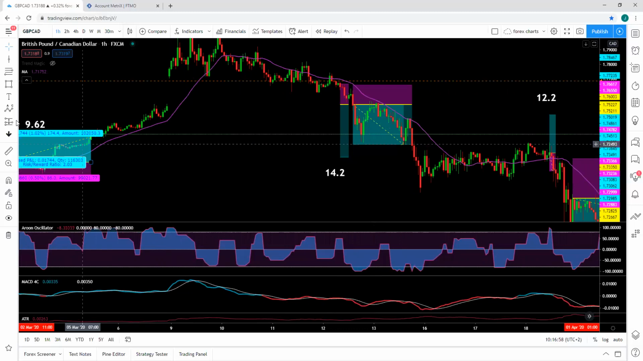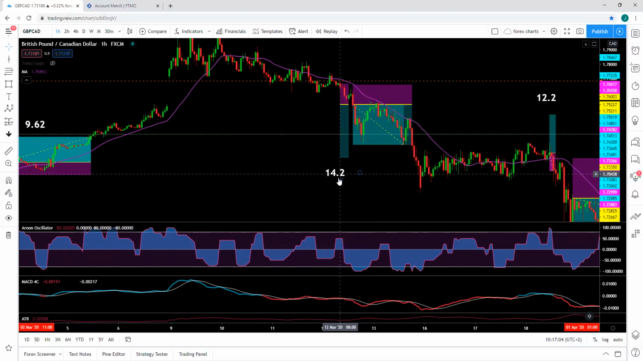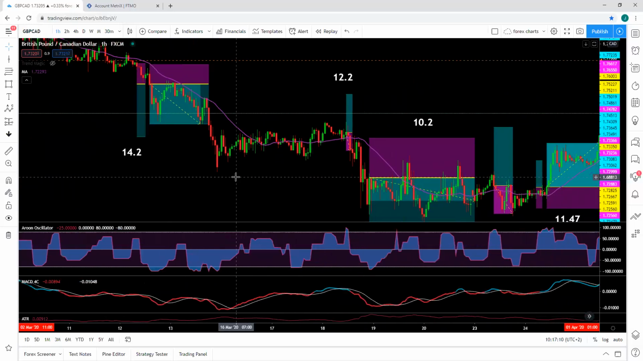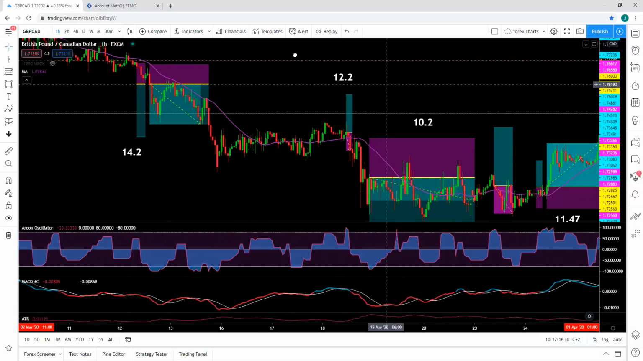So from the 9.62, we made 4.58. This is 2 plus 2.58. So from there, we got to 14.2% on our second trade. So it's doing pretty good. And then here we have 2 trades. Remember, we're losing 1 here, 1 here. So it's minus 2%. So we went to 12.2.